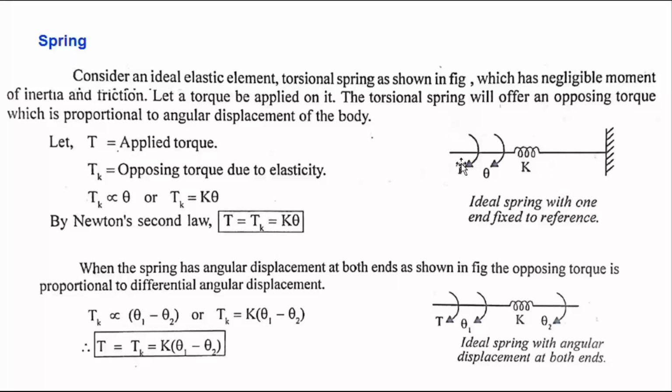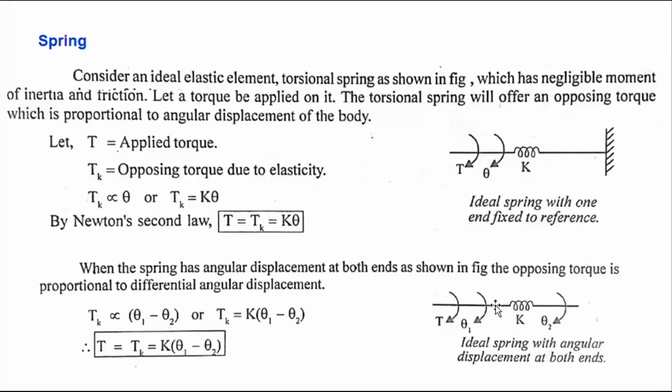Then finally the spring element. Consider an ideal spring element. Here the applied torque is T, and the angular displacement of the spring is taken as theta. The opposite force acting on the spring element is directly proportional to angular displacement theta, which is equal to the applied force according to Newton's second law. Therefore, T is equal to Tk, that is equal to k into theta.